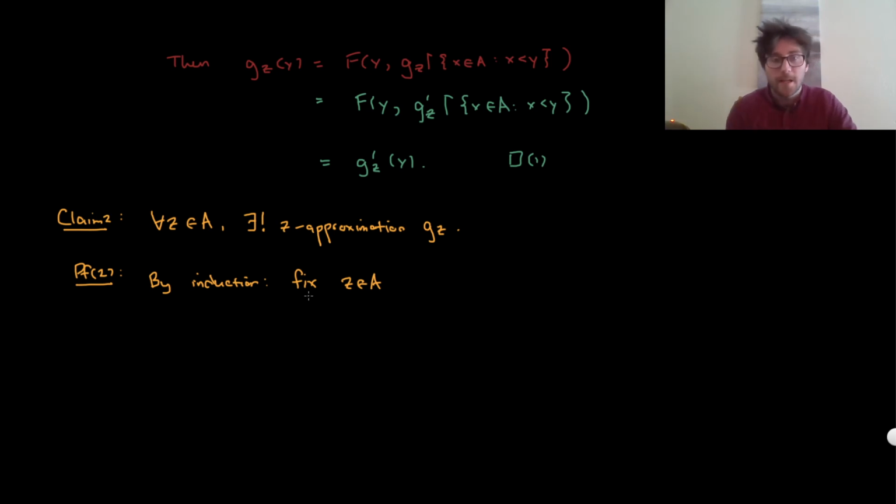We're going to fix z in A, and we're going to assume for every single y less than z that there is a unique y approximation, not z approximation. There's a unique y approximation, G sub y.